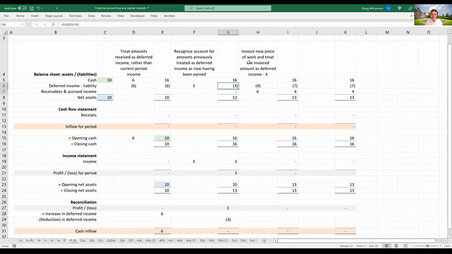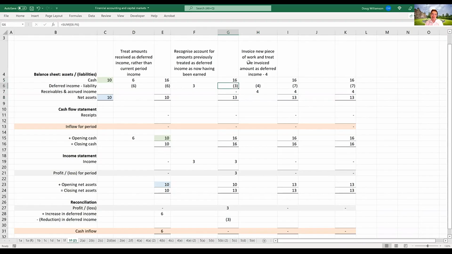So our assets and liabilities amounts separately have both gone up, but they've both gone up by the same amount. Therefore, they're exactly balancing. Therefore, our net assets are still 13 as they were before we did that transaction. So new asset, a new liability, and the overall effect on net assets is none because we're deferring the amount.